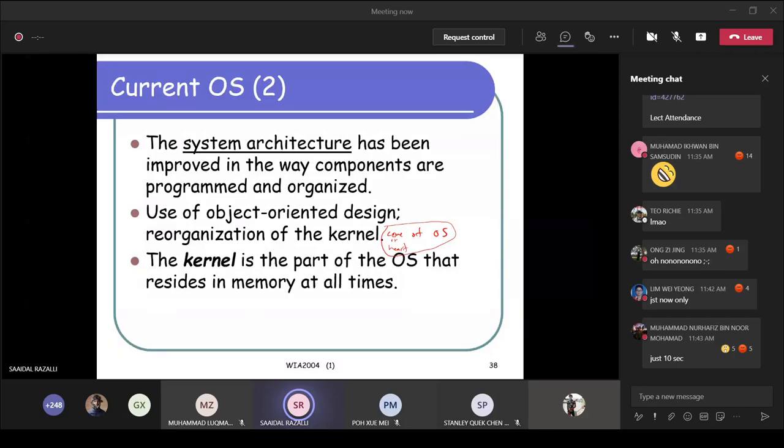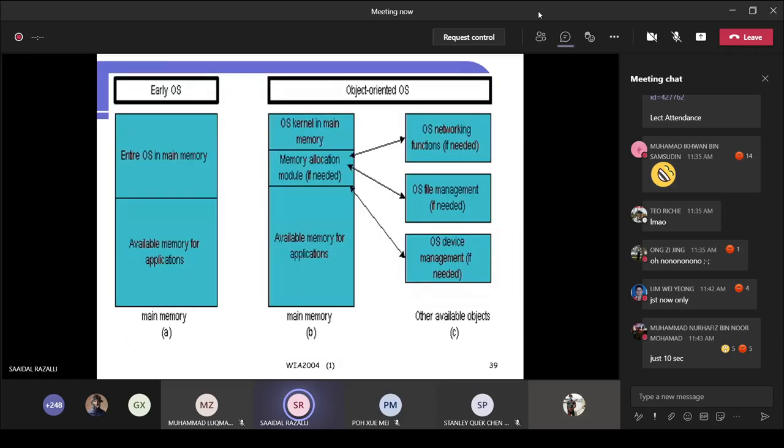So the kernel is the part of the OS, the heart of it, that resides in memory all the time, okay? There is a special allocation of the OS. So this is the early OS design: the entire OS in main memory, and the available memory for applications. You can see that the OS takes a lot of space in the RAM. So this is the RAM, with the entire OS in the main memory.